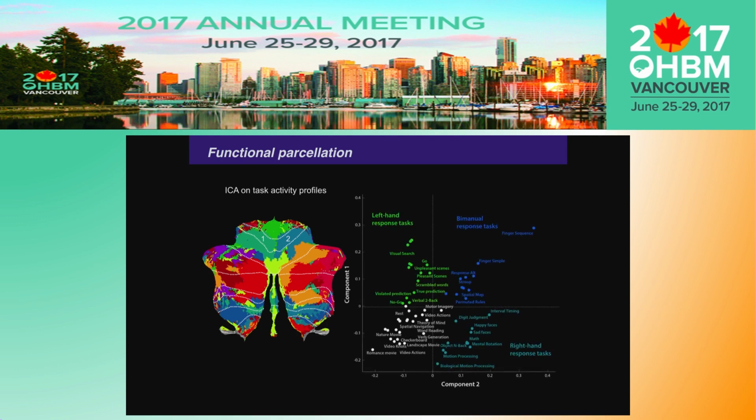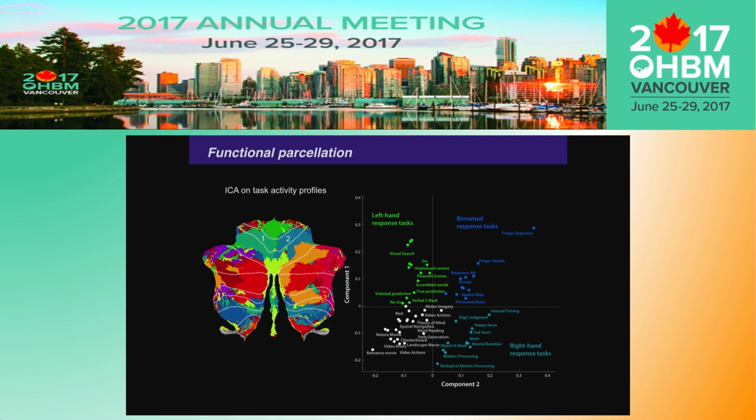Here are two examples. I picked these clear left and right motor networks, just as an example. What you see here is a plot of all the tasks in the space of component 1, which is this network, and component 2, which is this component here, and you see that they fall very nicely. Some of the tasks point to a left-hand response, some to a right-hand response, and the tasks that activate both of these components have a bimanual response. And here are the tasks that don't involve manual responses.